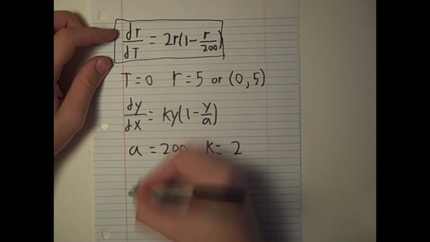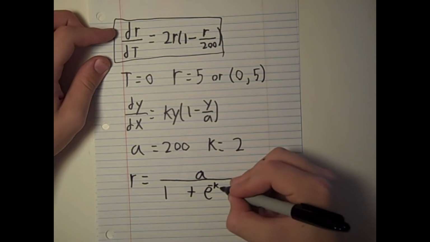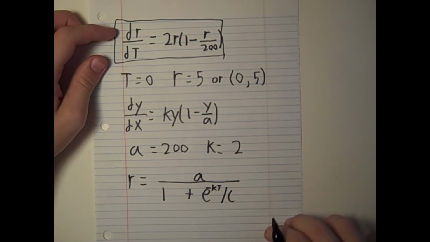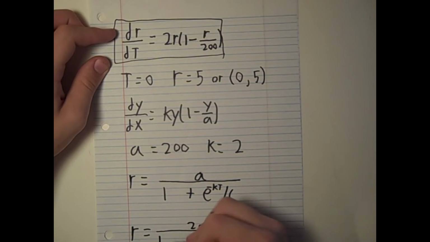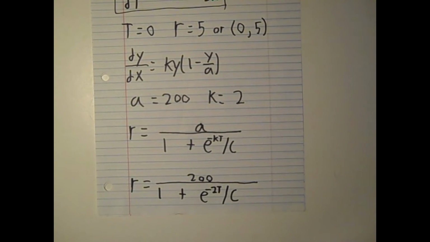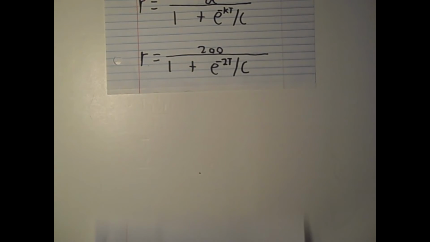Okay, so now we know that. Let's take the formula we memorized. So we have a over 1 plus e to the negative kt over c. So now we just have to substitute in a and k and rewrite the values that we already know. Great, we are really close. And so now, we need to find the value of the constant c.